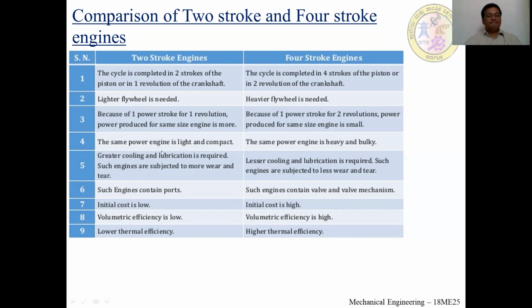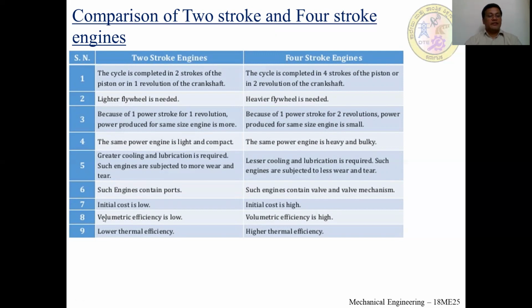The next difference is that 2-stroke engines are light and compact compared to 4-stroke engines. The 4-stroke engines are a little heavier and also bulky. Next, 2-stroke engines require greater cooling and lubrication, whereas 4-stroke engines require less cooling and lubrication. In 2-stroke engines, wear and tear are also high compared to 4-stroke engines.